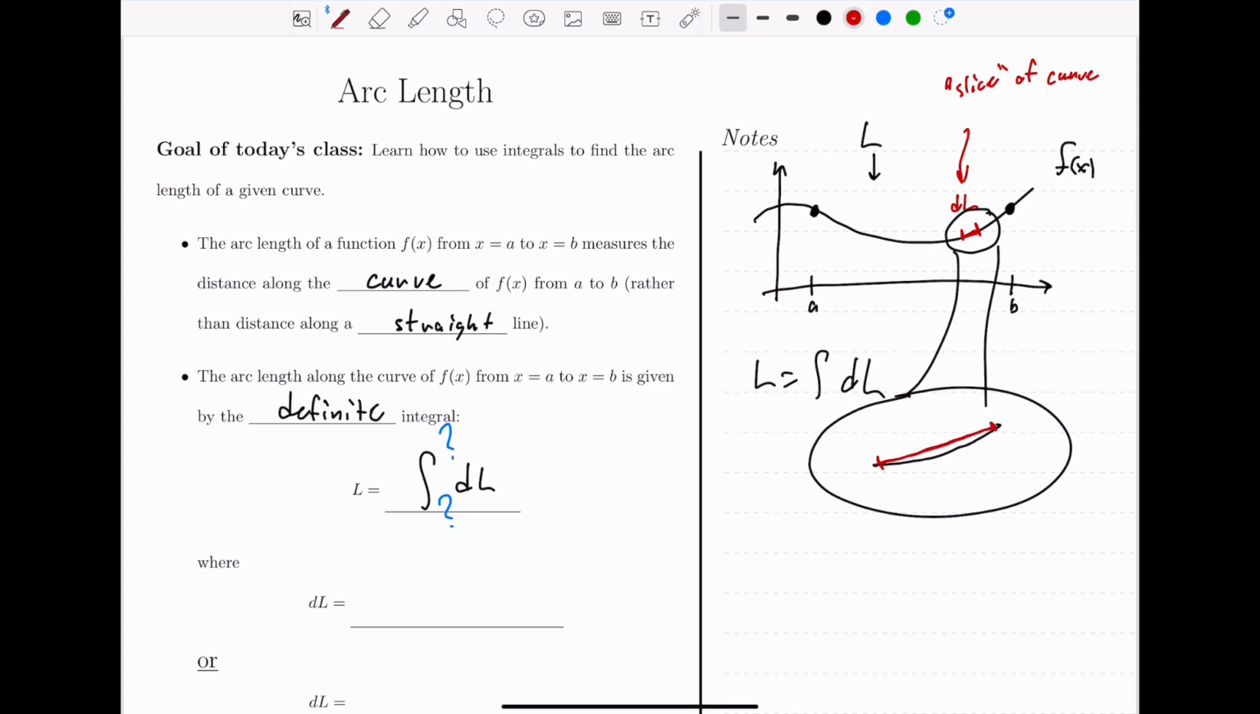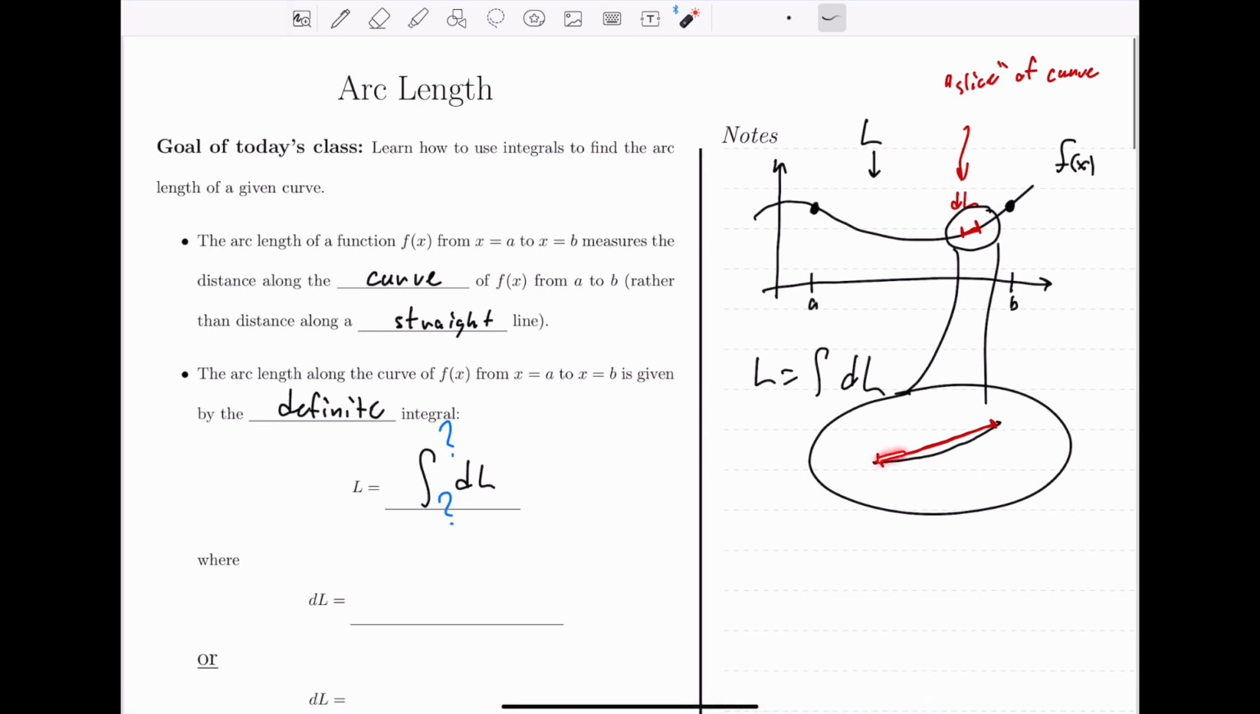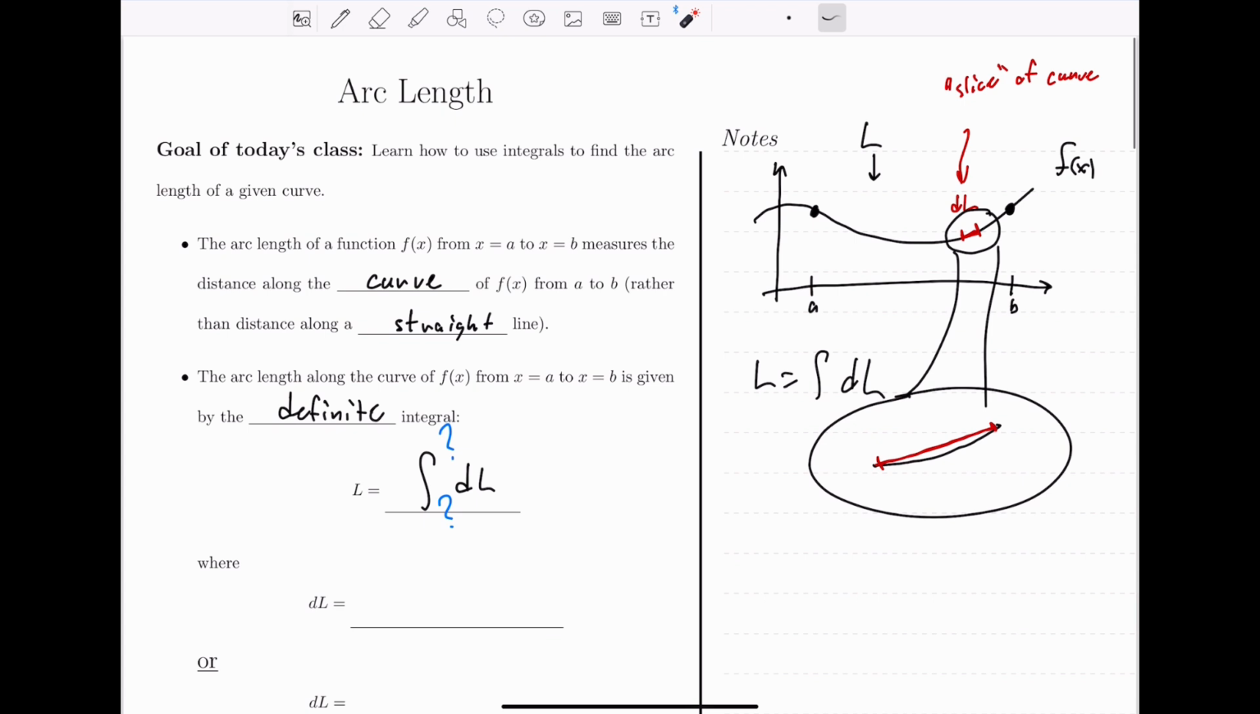So we're slicing up thin enough, even though the curve might have some curvature to it like this, we're slicing up thin enough that that little bit of curvature doesn't matter. And really, we can approximate this length as being a perfectly straight line if we slice thin enough. So this is dl. And this is measured along the curve. This is a slanted distance.